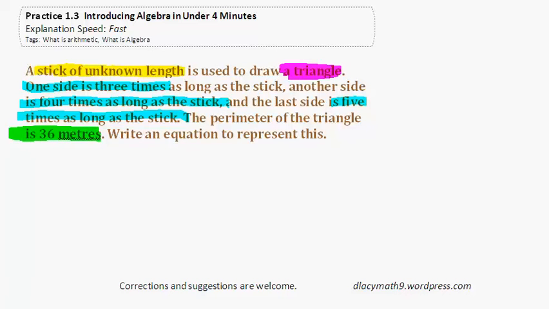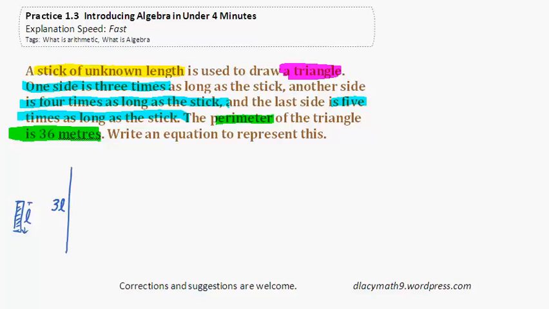So before we bring in the perimeter, let's just draw the triangle. One side is 3 times as long as the stick. I think what I'm going to do, just for myself, is write in here the stick. So here the stick is going to be called L. There's the length of the stick right there. That allows me to draw the first side that's 3 times as long, approximately the right size, and more importantly, put a label on it, 3 times the length.